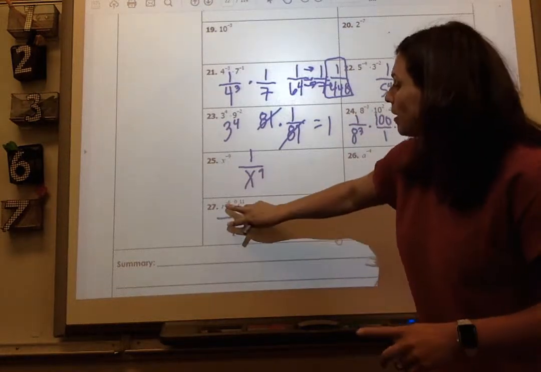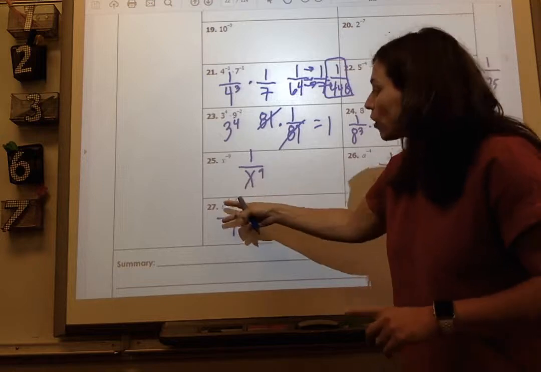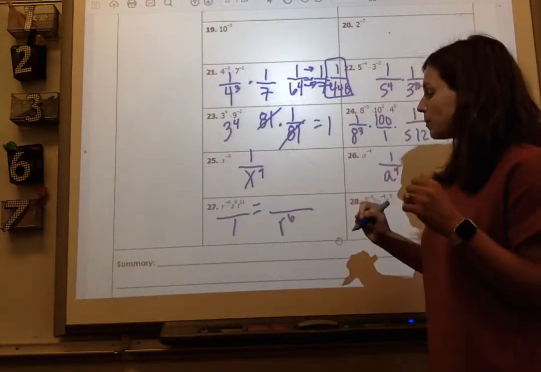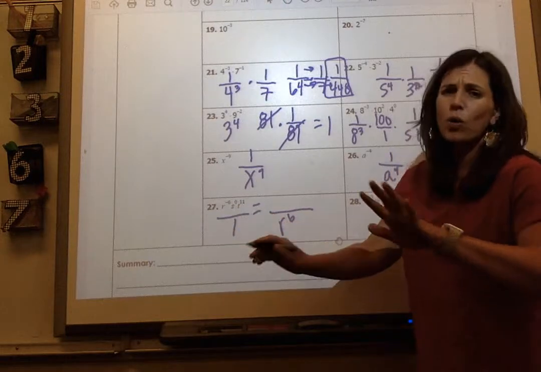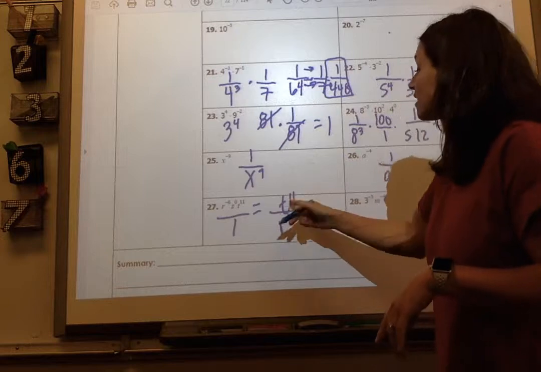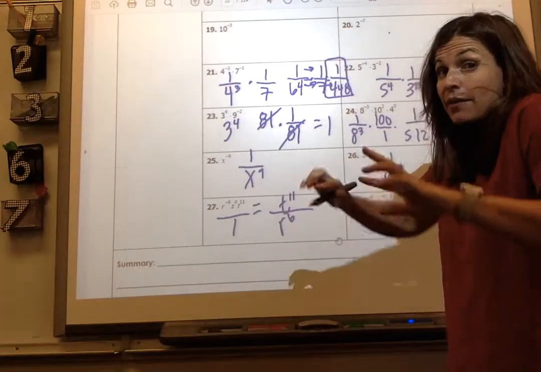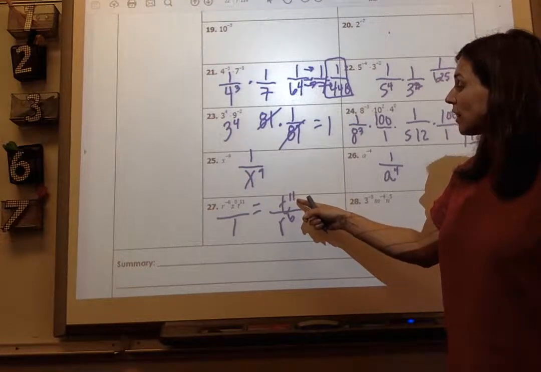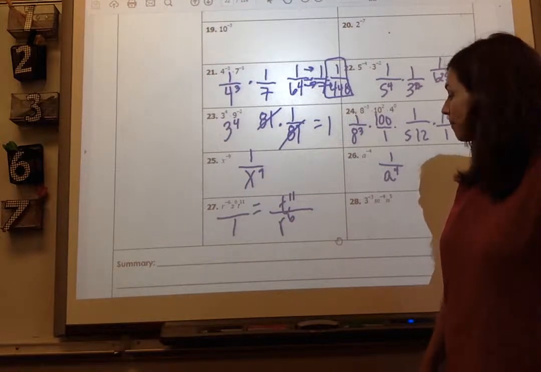Who's going to flip? This r to the negative 6 goes down, and he's going to become positive. So r to the 6 goes down and becomes positive. S to the 0 power is 1. I'm going to leave him alone. That's just 1. T to the 11th is going to stay as my numerator. Nothing's wrong with him. He's not negative. He doesn't need to go downstairs to get positive. So my final answer is t to the 11th over r to the 6th.